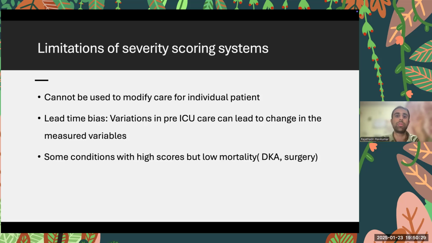But if you correct the hypovolemic shock, the patient becomes absolutely fine. Suppose DKA: you give insulin, you give potassium, you give fluids, and the patient becomes absolutely fine. So even though scores are high, mortality will be low in such patients. Missing variables are considered normal. We have already discussed this.